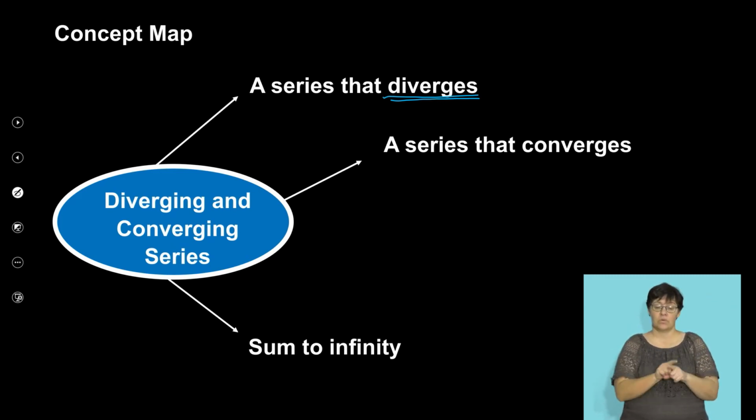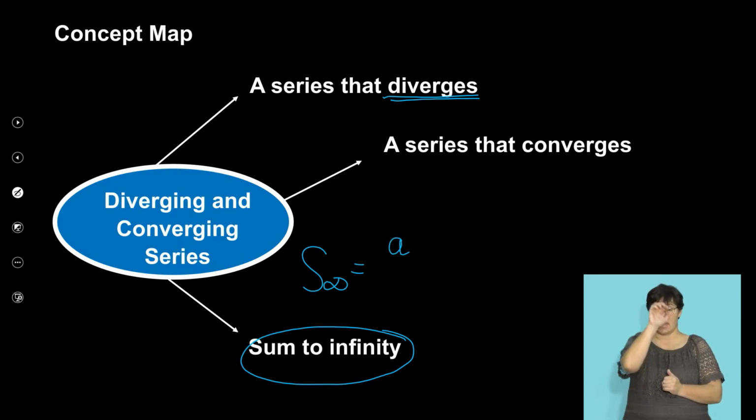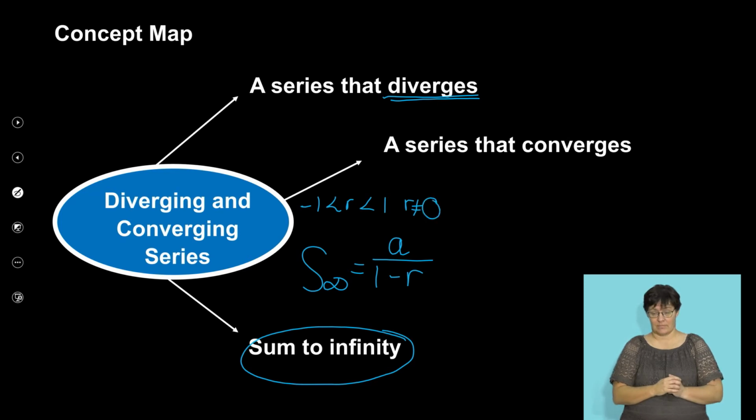We've also discussed that the sum to infinity can be calculated for series that converge by using a, which is my first term, and putting that over 1 minus r. And just a reminder that my ratio has to be between -1 and 1, and r is not allowed to be equal to 0.